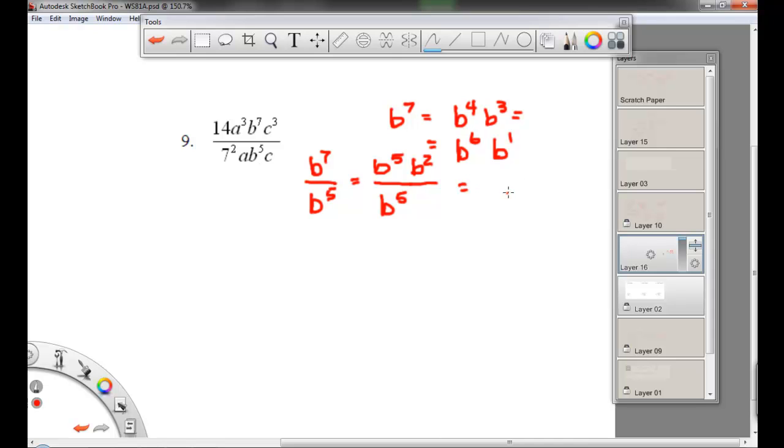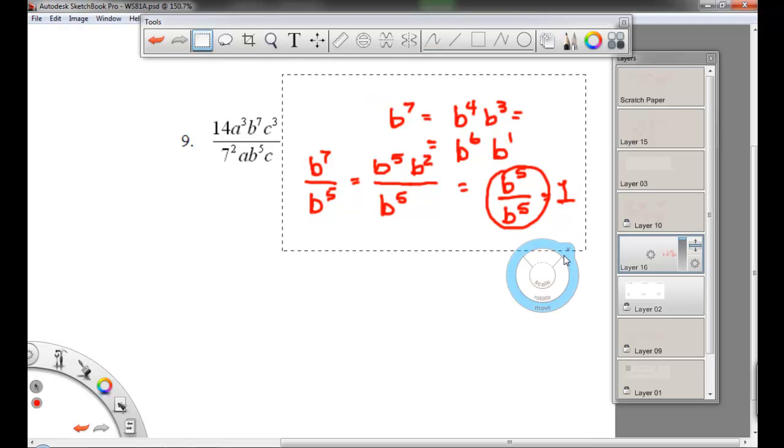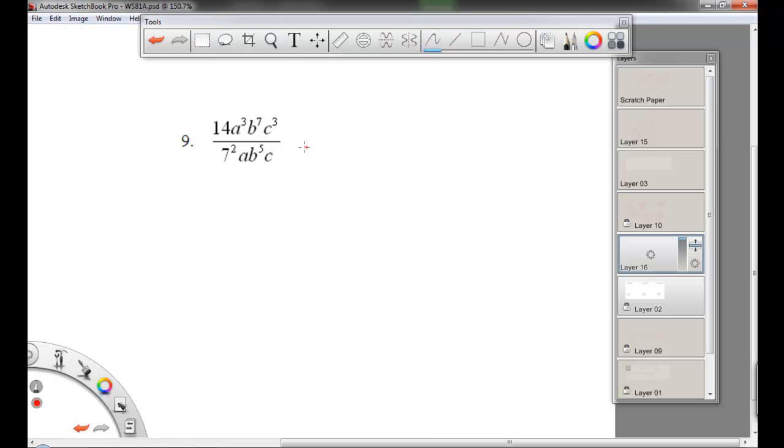Now we know from a long time ago in math that anything divided by itself, if I have the identical thing on top and the identical thing on the bottom, that always equals 1. So anytime we're dividing a monomial by a monomial, that is the principle that we want to use to simplify. Okay, with that being said, we'll go ahead and start this problem.